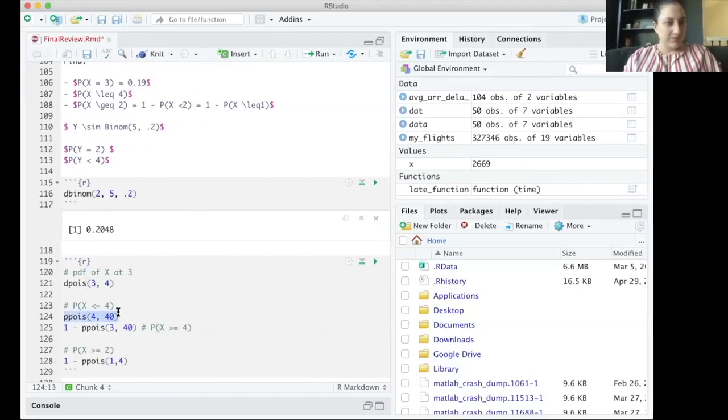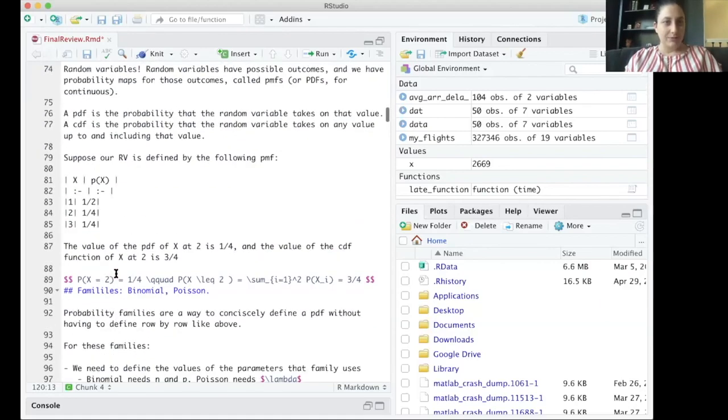Would it be more confusing if I point out that this answer is the sum of D Poisson from 1 to 4? So this is the PDF, and this is what tables look like, not in HTML. The probability of 1 is a half, 2 is a fourth. So the probability of less than or equal to 2 is the probability of 1 plus the probability of 2.